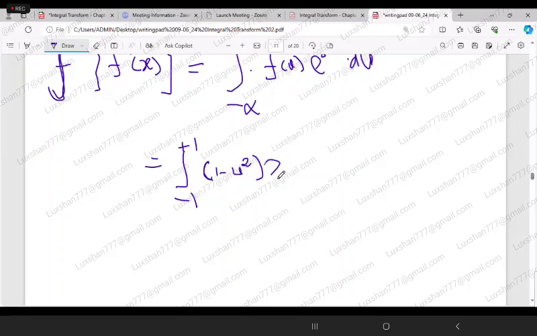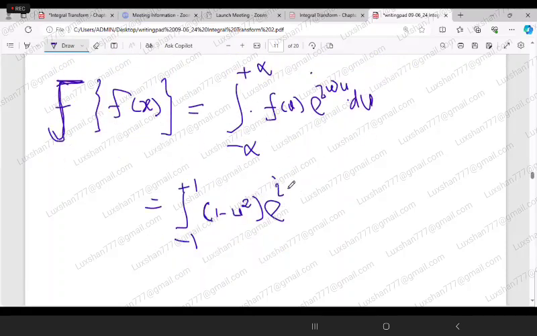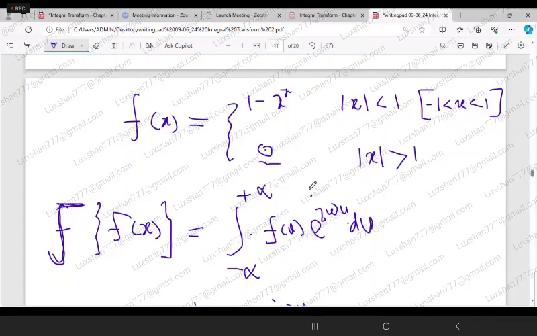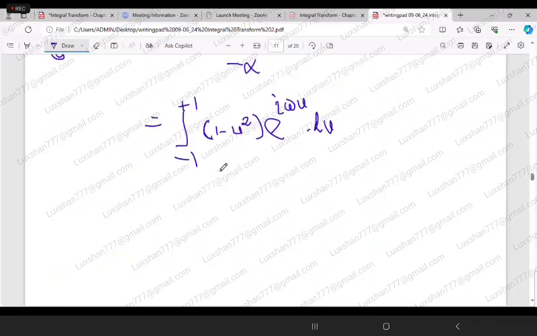1 minus u squared e to the power i omega u. We don't need to consider other ranges because in other ranges the function is 0. Now, let's integrate using integration by parts. Let's keep this function as it is, 1 minus u squared, into the integral of this one, e to the power i omega u over i omega.